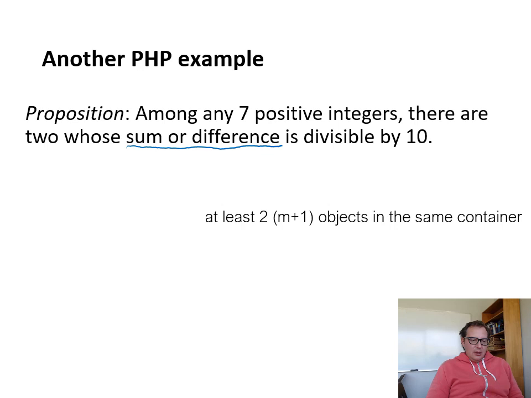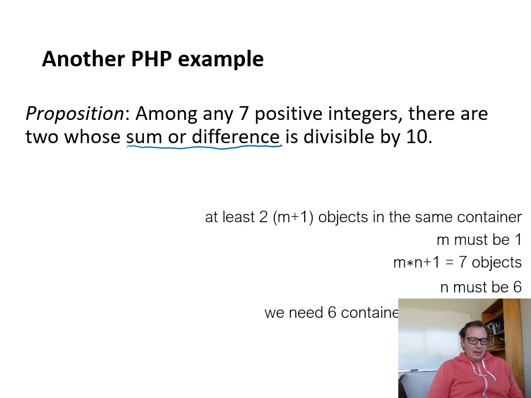So similar to the previous problem, there has to be a container with at least 2 objects in it, right? Because we're looking at least 2 integers. And so our m plus 1 should be 2, which means that m must be 1. And the number of objects that we have is 7, because we have 7 positive integers. And from that, we can compute that we need 6 boxes or containers. So n must be 6.